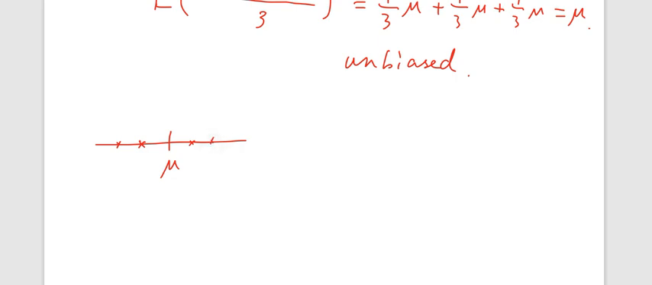Those are unbiased, but they have some variation. Using this other way, the variation becomes smaller. So we say this way is better than that way, even though both of them are unbiased, right?